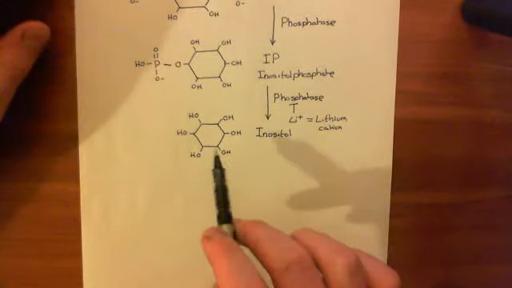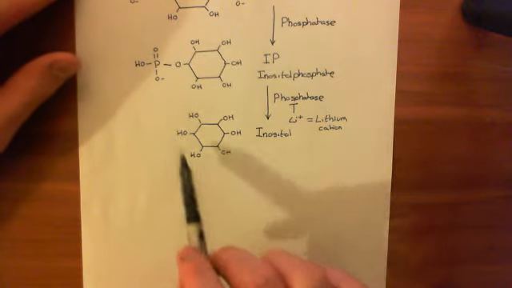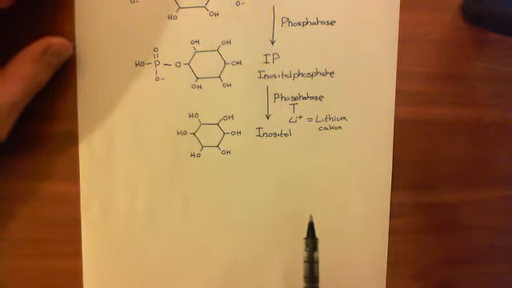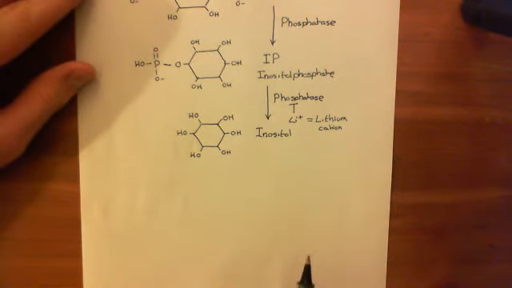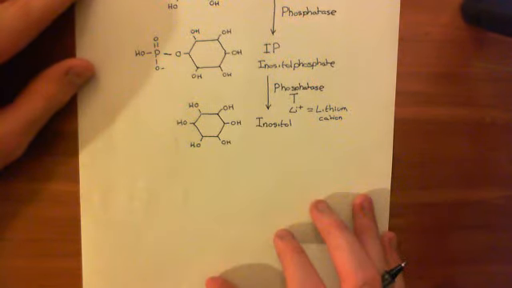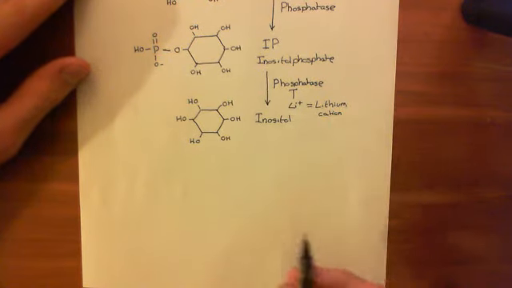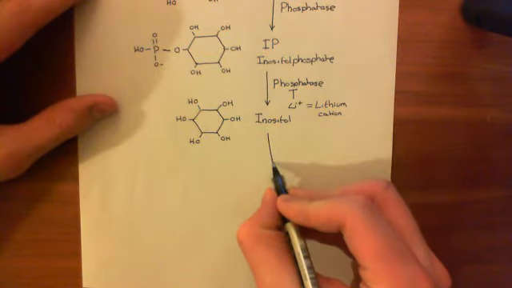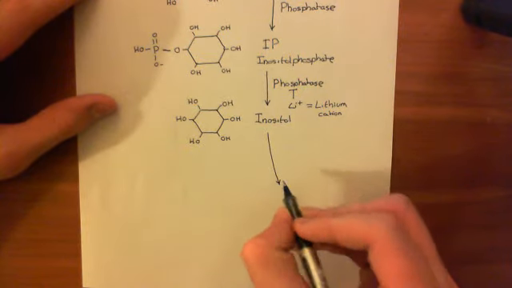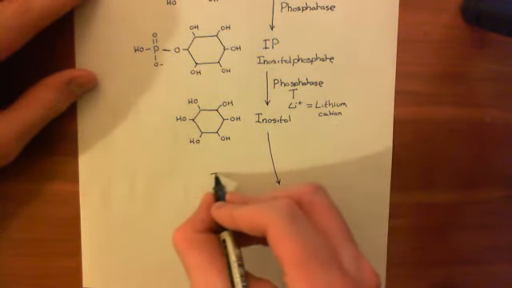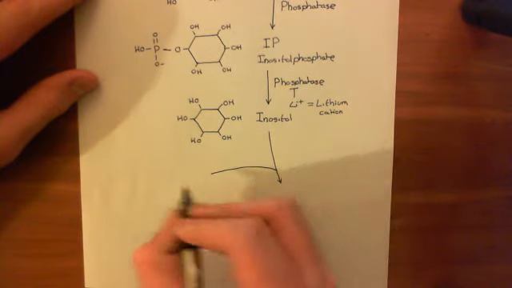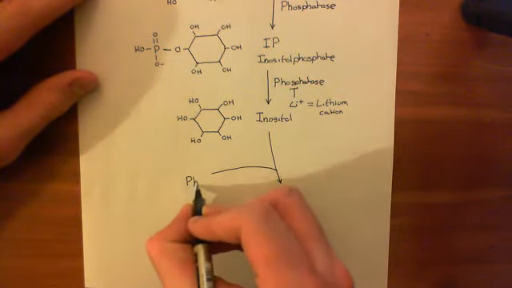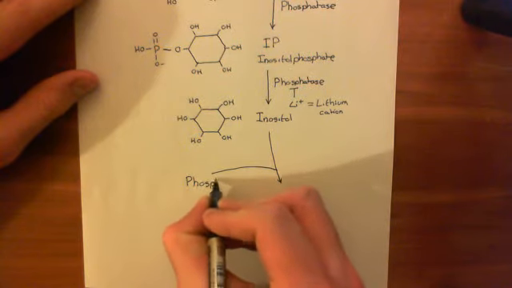So inositol then. What do we do with inositol now? How are we going to use inositol to regenerate PIP2? Well, basically what we do is we take a phosphatidate molecule and we bind inositol to it. So the next reaction is basically the production of phosphatidyl inositol. So we take in inositol and we also take in a phosphatidate molecule, so just a normal phospholipid.